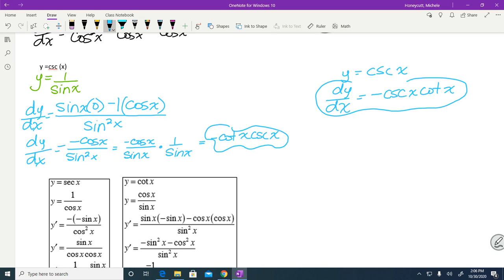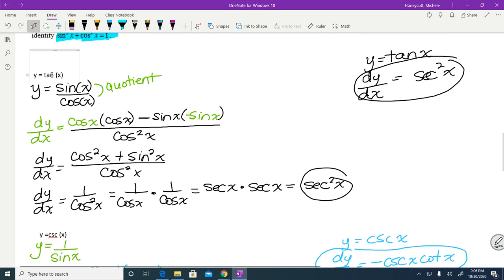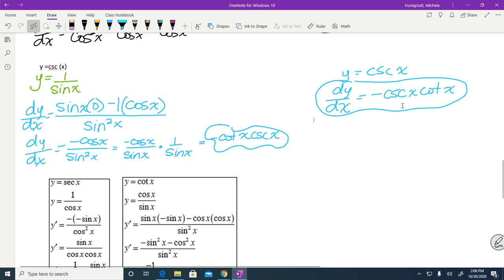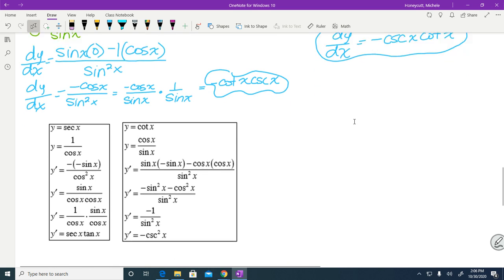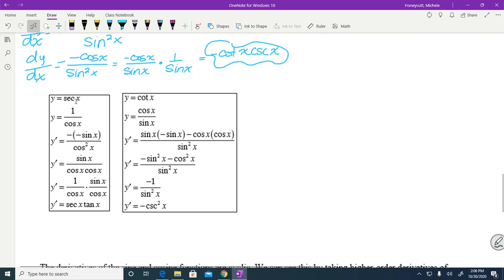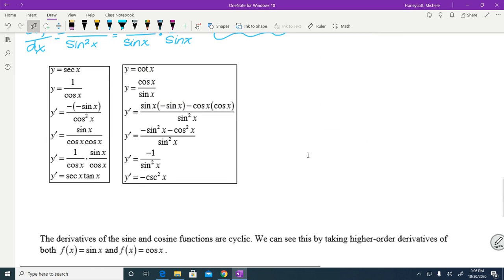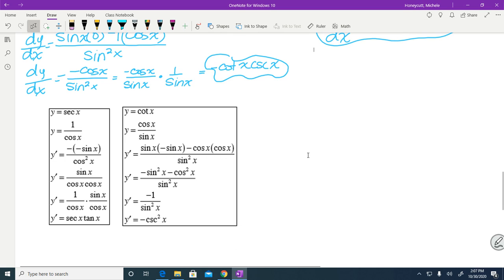Now, do you want to do what I just did? You just saw me do two proofs. I proved that the derivative of tangent is secant squared, and then I proved that the derivative of cosecant is negative cosecant cotangent. Do you want to do that proof every time? No, nobody does. And in fact, I don't even want to do the proofs for secant and cotangent, mainly because they work out the same way. So here are the results for those two. What you need to do is you need to memorize your 6 derivatives.